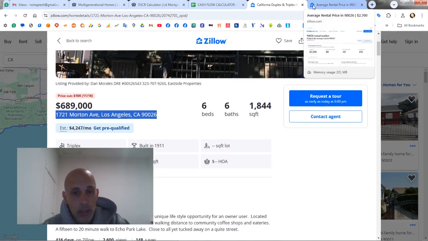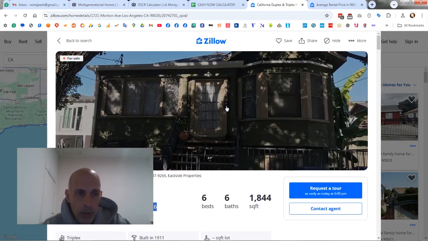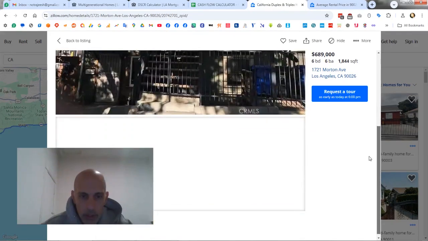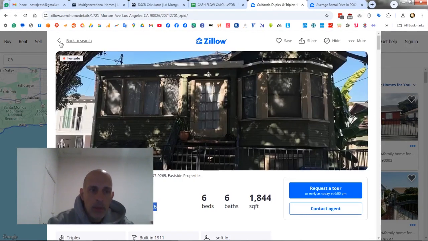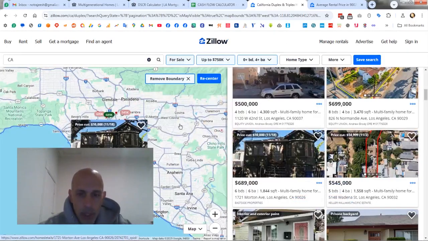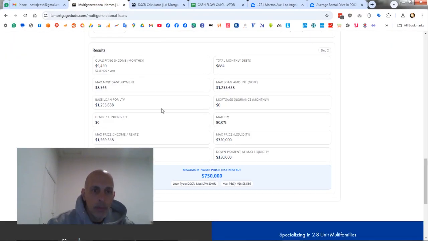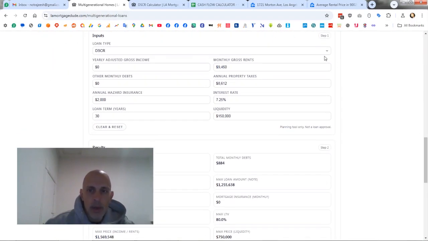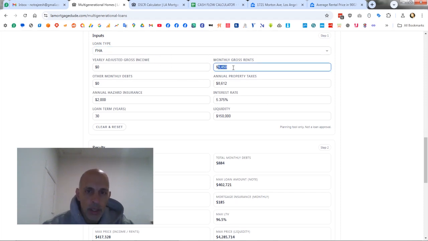Based on the numbers. Again, I do not know what it's like to actually live in this building, what the condition of it is, what it's actually earning in rents, just based on online numbers. So this is where I would pick up the phone and talk to the agent. So let's say we want to do that, right? Let's say we want to try it as an owner occupied to lower our down payments significantly.